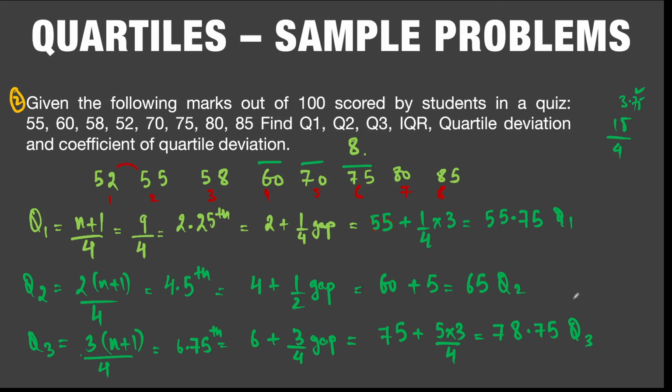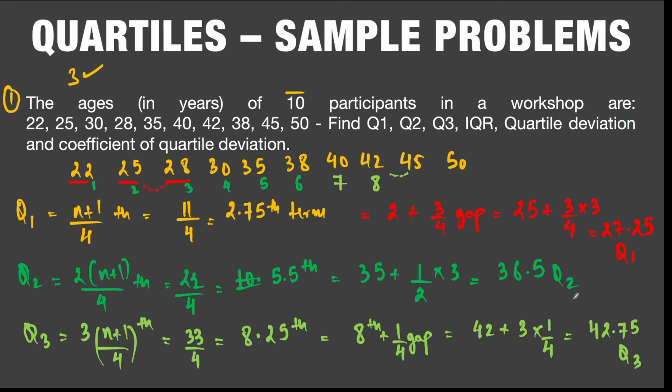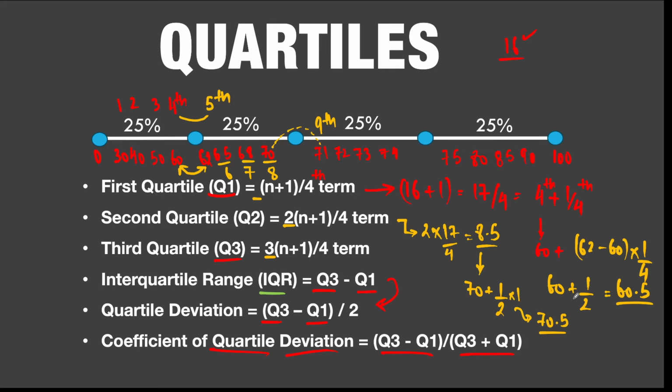Moving forward, we need to find out the IQR, the interquartile range. We need to find out the IQR, the QD, that is the quartile deviation, and finally the coefficient of quartile deviation. I'm coming back here to help you revise the formulas all the time. So it's Q3 minus Q1, Q3 minus Q1 by 2, and Q3 minus Q1 whole upon Q3 plus Q1.